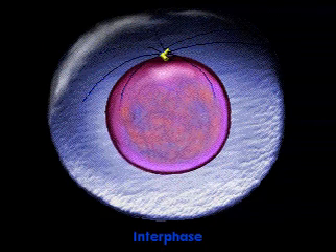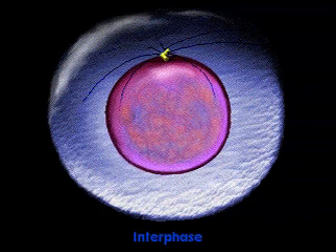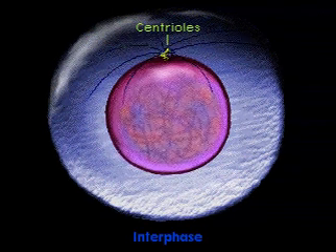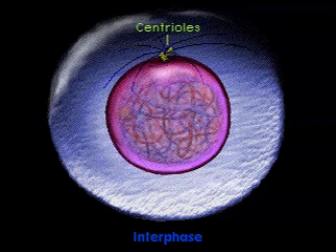Each chromosome replicates at this time to produce two identical sister chromatids held together at the centromere. However, the chromosomes do not appear visibly doubled until later in prophase. The centrioles, which organize the interphase array of cytoskeletal microtubules, also replicate during interphase.